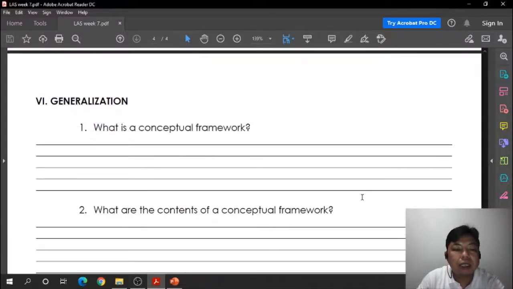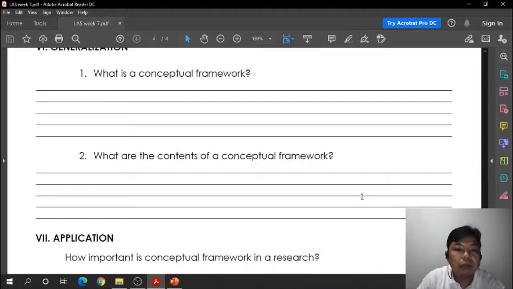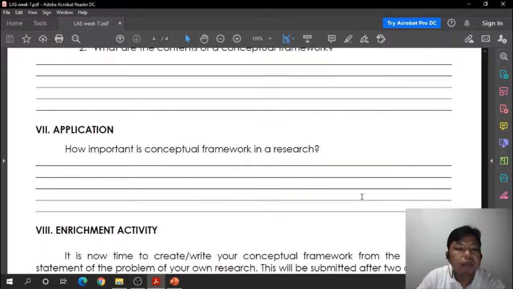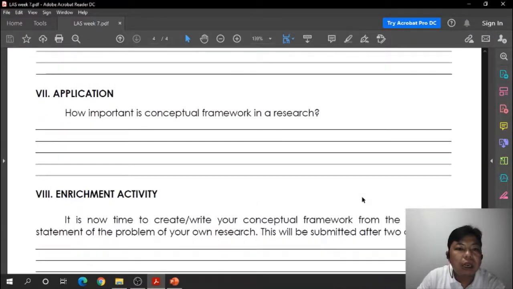Para sa generalization natin, number 1, what is a conceptual framework? So explain in your own words. Ano ba ang pagkakaintindi mo tungkol sa conceptual framework? Again, write your answer directly on your learning activity sheets. Number 2, what are the contents of the conceptual framework? Ano ba ang nilalaman ng conceptual framework? Next, for the application, how important is conceptual framework in a research? So, try to explain bakit importante ang pag-formulate ng conceptual framework sa isang research.